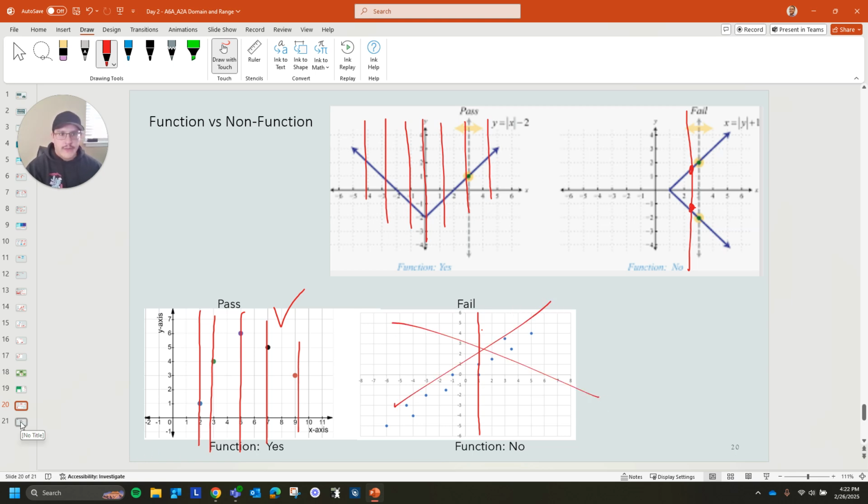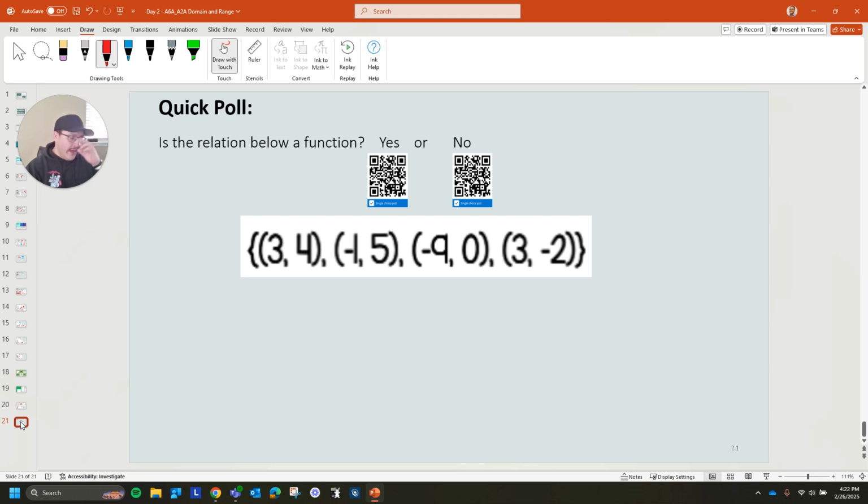All right, now let's finally look at an example relating to functions and not functions. Is the relation below a function? Yes or no? How can we tell if it's a function? Well, in general, they cannot have more than one y value for an x value. They can have the same y value. However, the x value cannot be repeated. So let's look at all of these x values. Do you see any of them that are repeated? Yes or no?